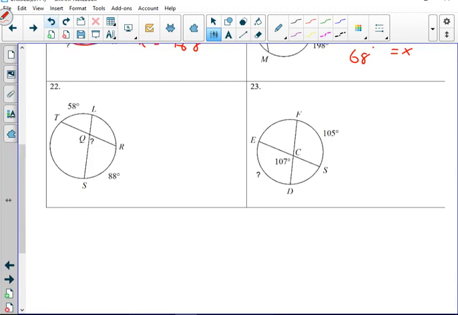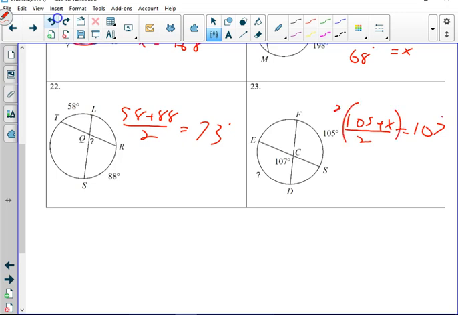All right, next one. In this case, when the lines are crossing inside, you do 58 plus 88 divided by 2. And that gives you 73 degrees. Similar problem here. 105 plus the unknown, divided by 2, is 107. Multiply by 2. 105 plus x equals 214. X equals 109.